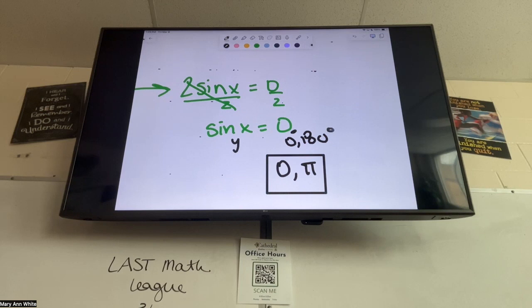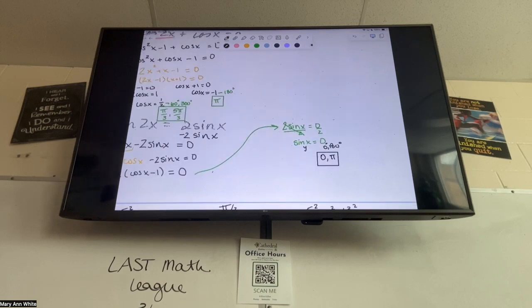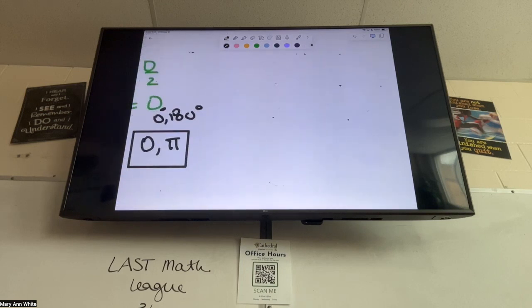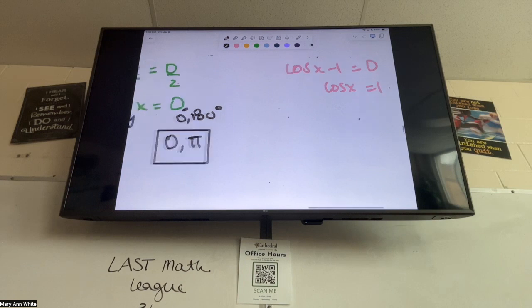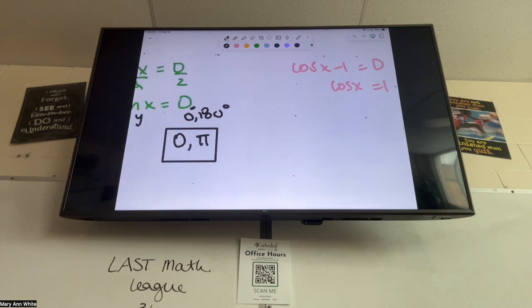And then we also have to do the other part. We have to do cosine of x minus 1 equals 0. And then we add 1, cosine of x equals 1. And that's at x is at 0. So I don't need to write that again, I don't think. That's what I do the first part.